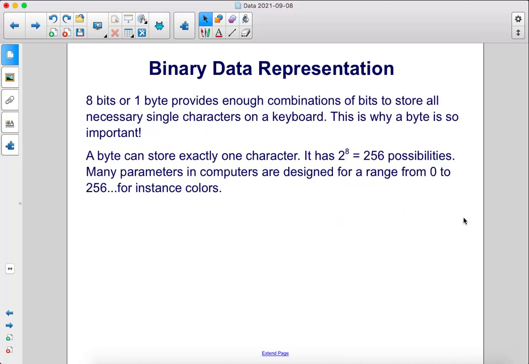8 bits, or 1 byte, provides enough combinations of bits to store all necessary single characters on a keyboard. This is why a byte is so important. A byte can store exactly 1 character. It has 2 to the 8th, or 256 possibilities. Many parameters in computers are designed for a range from 0 to 256. For instance, colors.